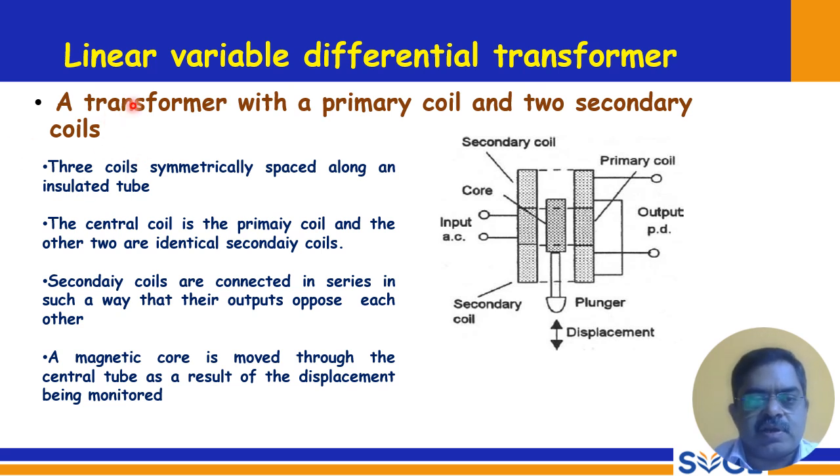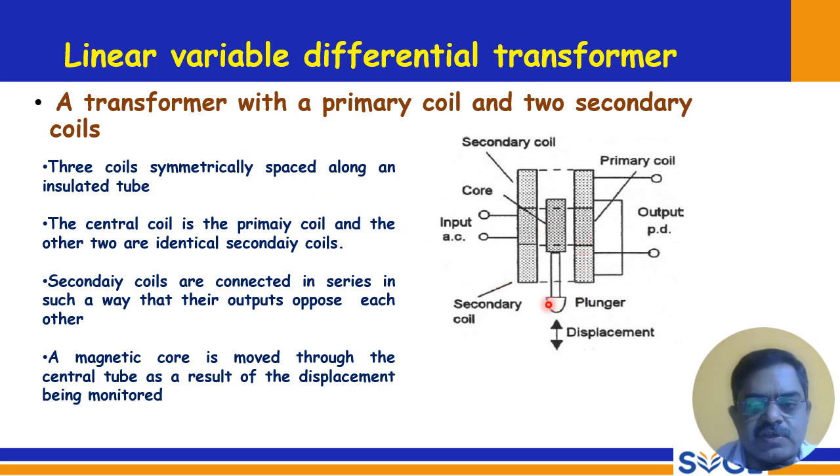So linear variable differential transformer, in short it is known as LVDT. You should never call it a transducer. It is a linear variable differential transformer. By mistake many students call this a transducer. Please avoid that. It is a transformer with a primary coil and two secondary coils. So this has one primary coil and two secondary coils.